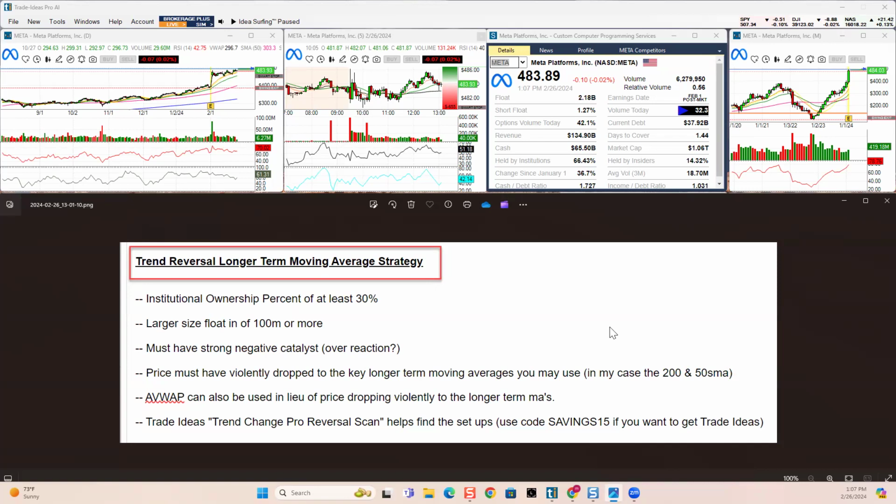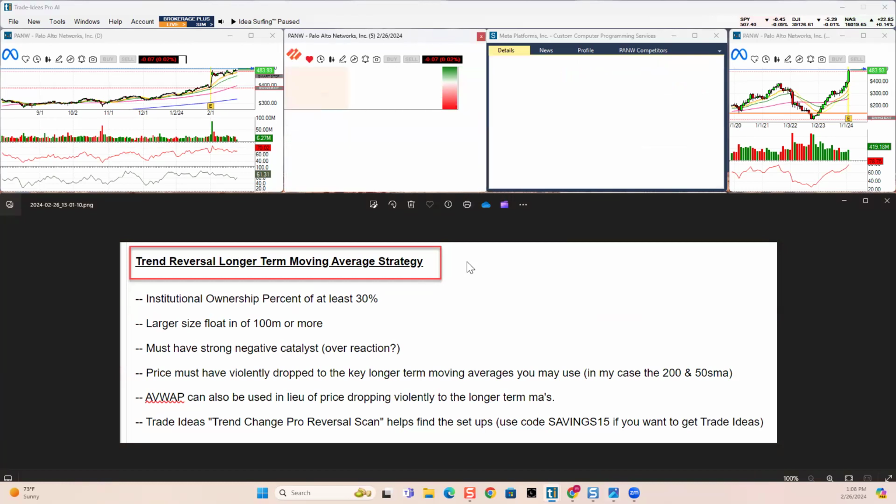Without Trade Ideas, it's simply you going through a ton of charts until you find a setup that you like. So let's take a look at what we're looking for. Before we look at some charts, the first thing we're looking for is an institutional ownership percent of at least 30. So let me bring up an example of one of these trend reversal trades that I am in right now that I took.